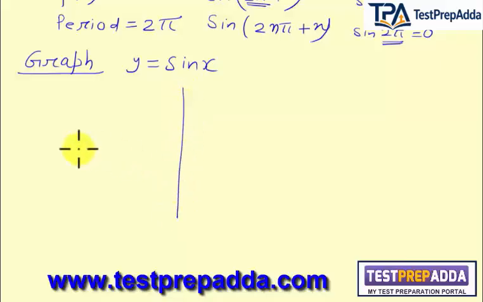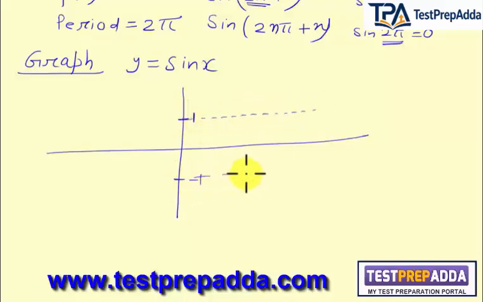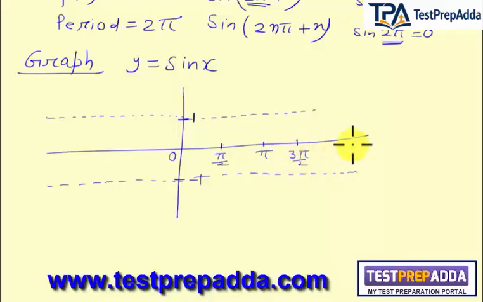If I take this as the y-axis, this as the x-axis, and here I take 1, here I take minus 1, and this is 0 radian. Now here I take pi by 2, here pi, here 3 pi by 2, here 2 pi. At pi by 2, the value is maximum. At pi, the value is 0. At 0 also it is 0. At 3 pi by 2, the value is minimum. At 2 pi, the value is 0.